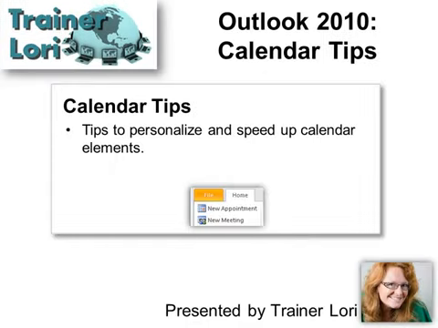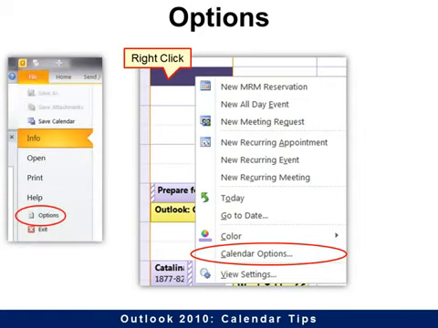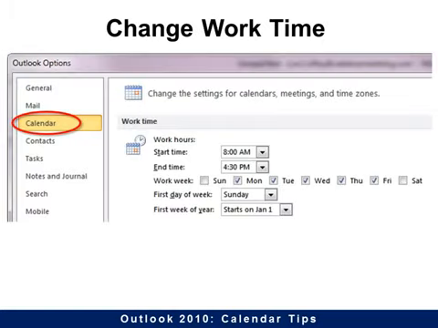Calendar Tips will show you how to personalize and speed up your calendar elements. You can find it in two ways. You can either right-click and choose Calendar Options, or you'll find it under the File tab. And remember to choose the Calendar tab to find all these.